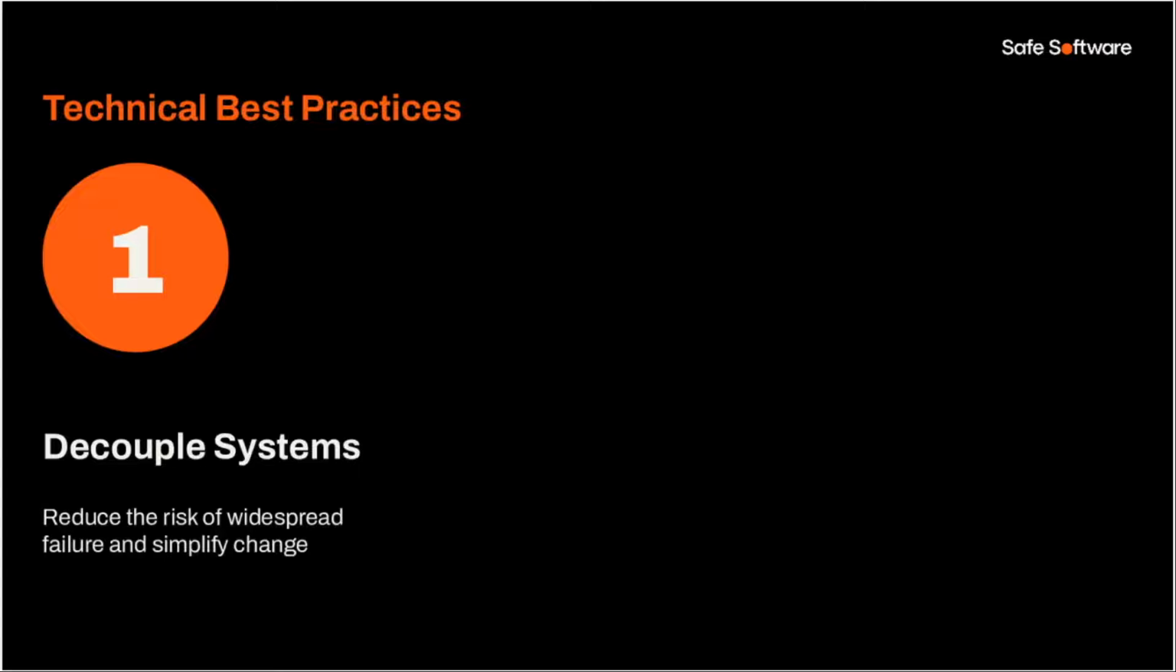So let's dive into some of the more technical best practices of using the FME platform. The first topic we're going to introduce is this idea of decoupling systems. Now, this has been mentioned by Chris and Sam earlier in the presentation, but basically what we're trying to do here is reduce the risk of widespread failures across the system and allow one application to be updated or changed without disrupting the entire network.